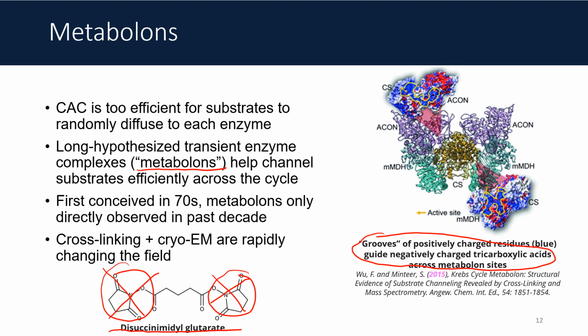So what does that metabolon look like? Well, here is the molecular model over here. This is a complex structure of malate dehydrogenase, citrate synthase, and aconitase. And those correspond to enzyme number 8, 1, and 2 of the citric acid cycle. That right there is one third of the citric acid cycle all lined up.